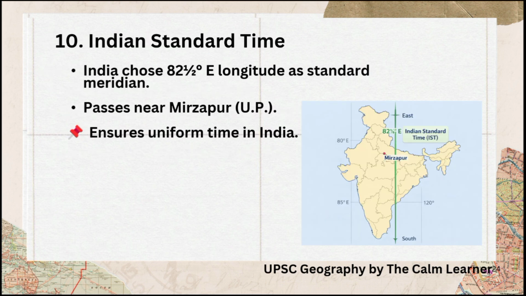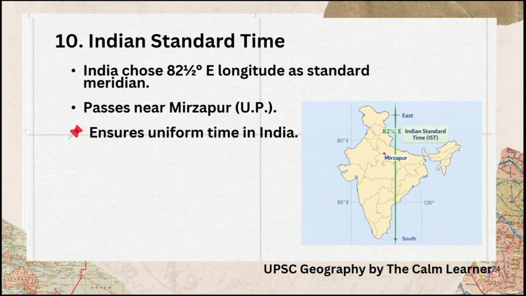Now that we understand how longitudes are related to time, let us see how time is fixed in a country like India. So why do we need a standard time? Because India is a large country and stretches across several longitudes. If every place followed its own local time, there would be confusion in daily life, in offices, schools, railways, communication. So India follows one standard time for the entire country.